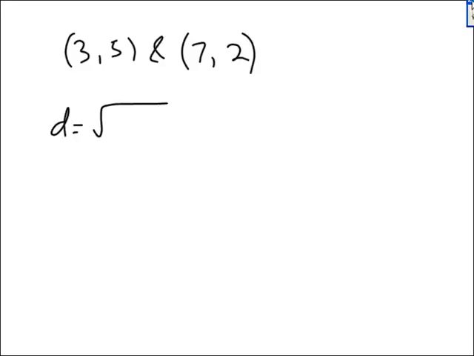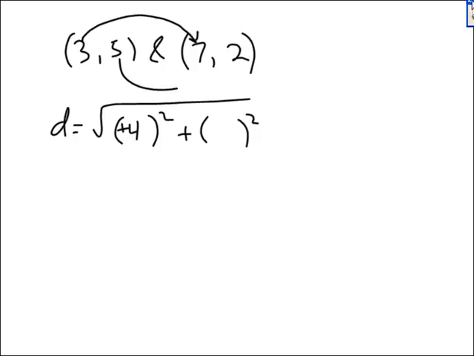Okay. So, find the distance between 3, 5 and 7, 2. The distance is the square root of the change in x squared plus the change in y squared. Well, if x goes from 3 to 7, the change was 4. It's positive 4, but it doesn't matter, positive, negative. When you square it, it's all positive.